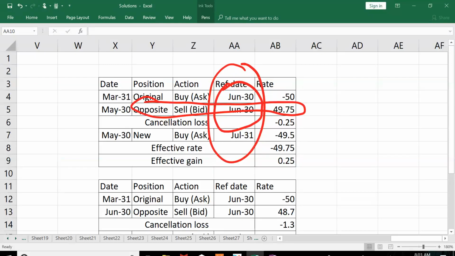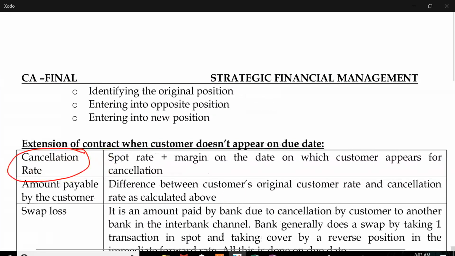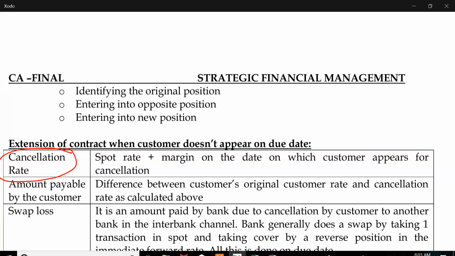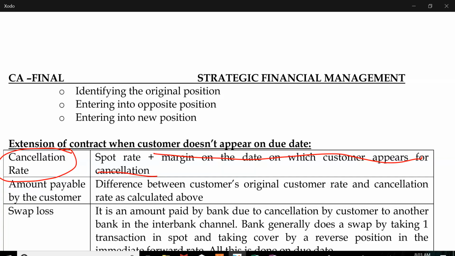So the cancellation will happen as per the date on which the customer appears. They have said spot rate plus margin on the date on which the customer appears for cancellation. Not plus margin, it can be plus or minus margin. If it's from the bid rate, the banker will deduct it. If it's the ask rate, the banker will add it. In short, you can just understand it as spot rate, but spot rate on the date on which the customer appears for cancellation.